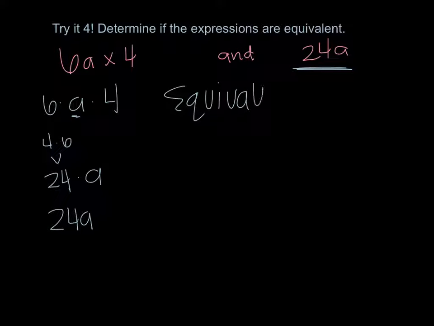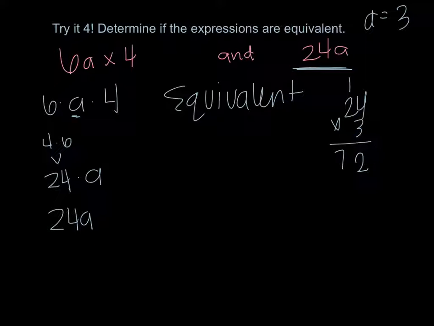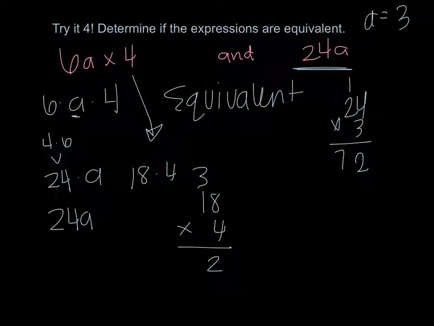If you wanted to do the guess and check method, let's say a equals 3. Then I have 24 times 3. I'm going to do this side first. 24 times 3 gives me 72. Over here, I have 6 times 3, which is 18, times 4. Sorry, I'm kind of jumping all over the place. 18 times 4, that's 72. We got the same answer.